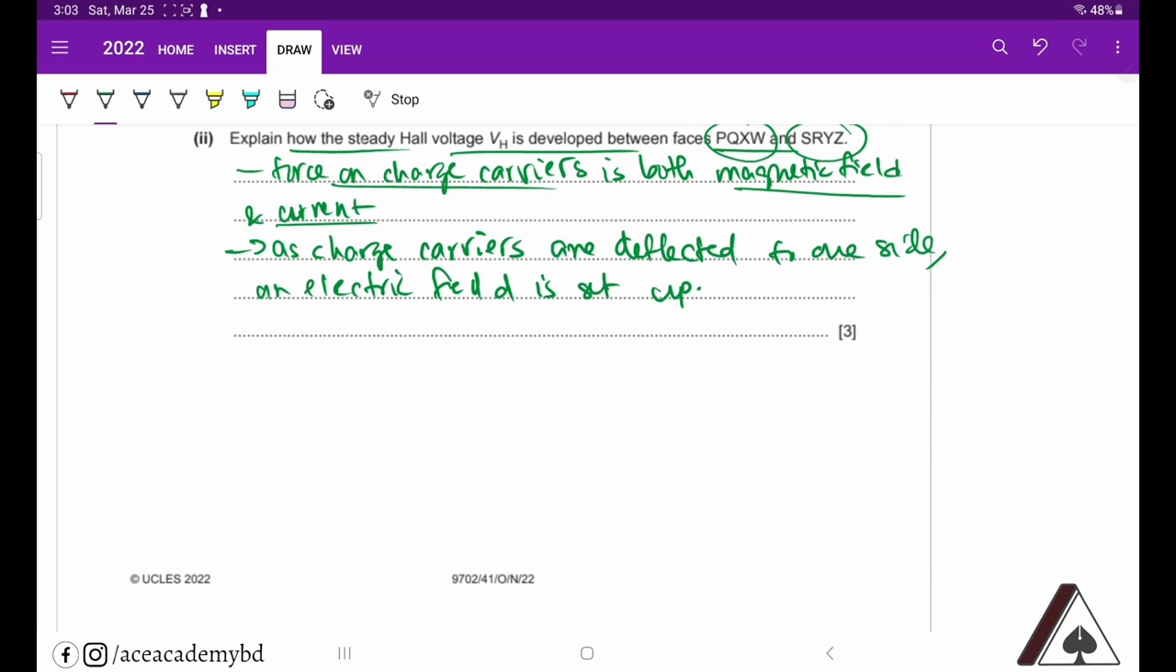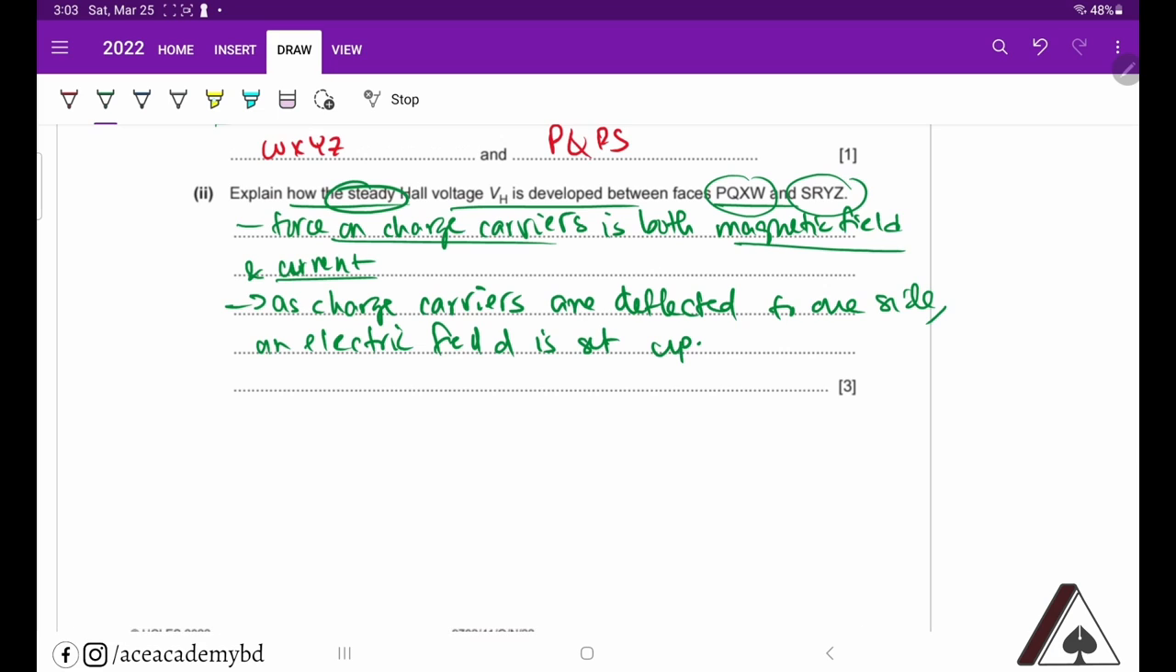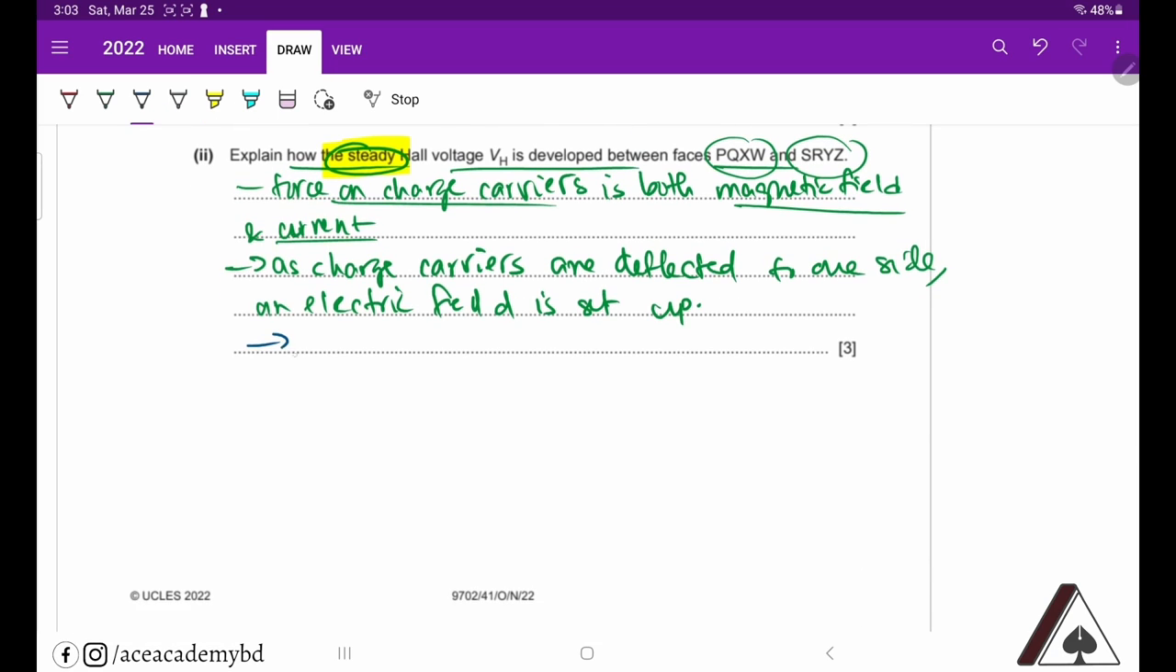And the Hall voltage is steady. So they have asked us why this is steady. Steady Hall voltage occurs when the magnetic force and the electric force balance each other out. That is the point where the Hall voltage becomes steady.